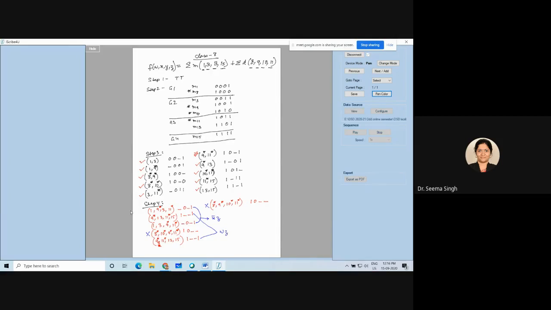So did I take care of all? First one I have taken care, second one I have taken care, third one I have taken care, fourth one is cancelled, this one is taken care, this one is cancelled. So we are left with two prime implicants only, and that is X bar Z plus YZ. Only two prime implicants are left out.